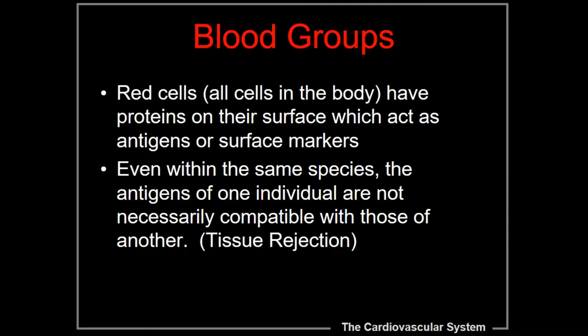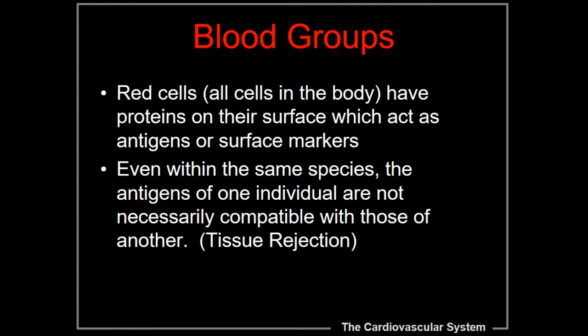All right, everybody, welcome to video lesson 4 on the cardiovascular system. And today we're going to talk about our blood and blood types, also known as blood groups. Red blood cells have, well, as a matter of fact, all cells in your body have proteins on their surface which act as antigens or surface markers. They identify your cells. They identify them as you.